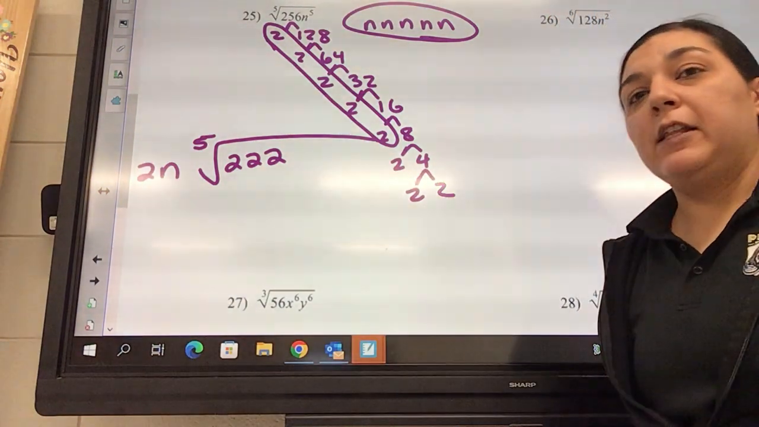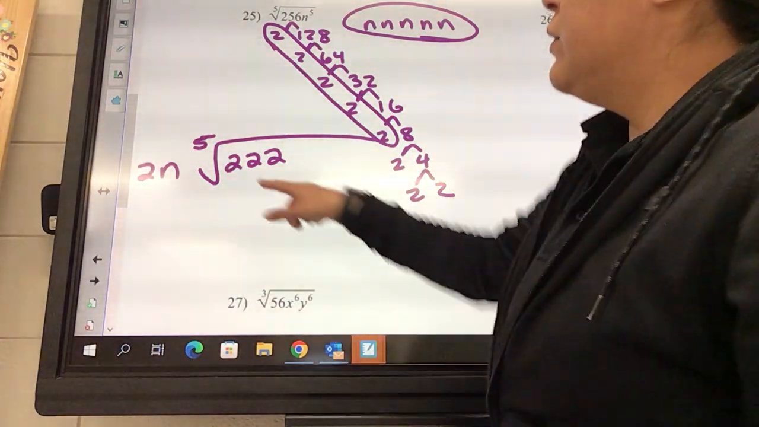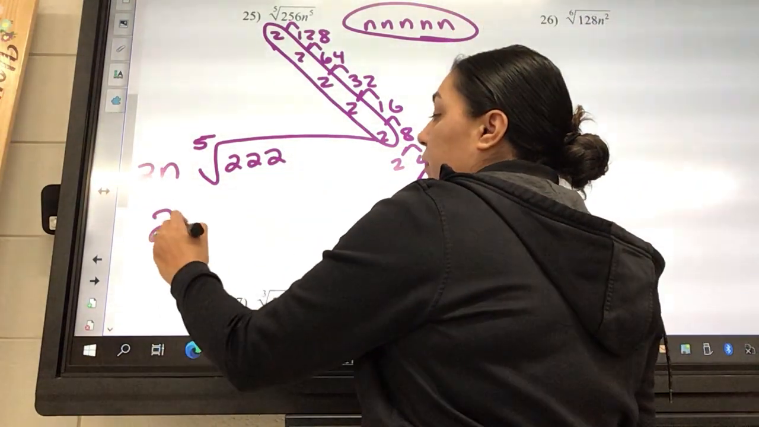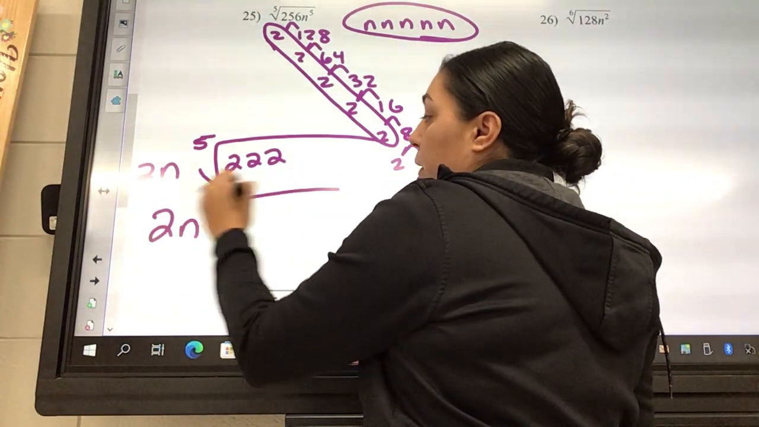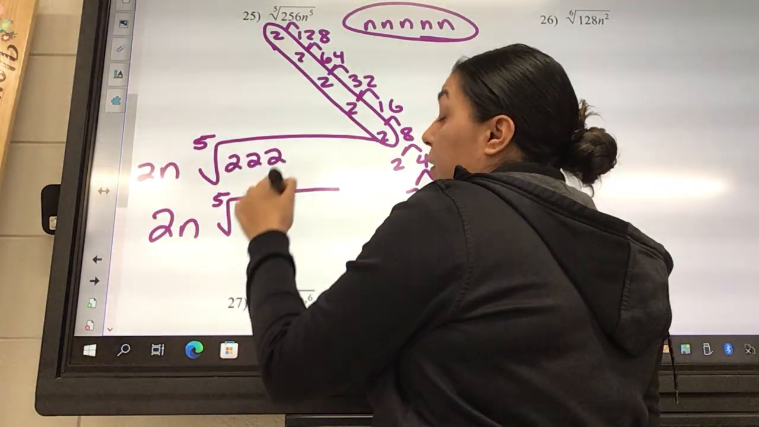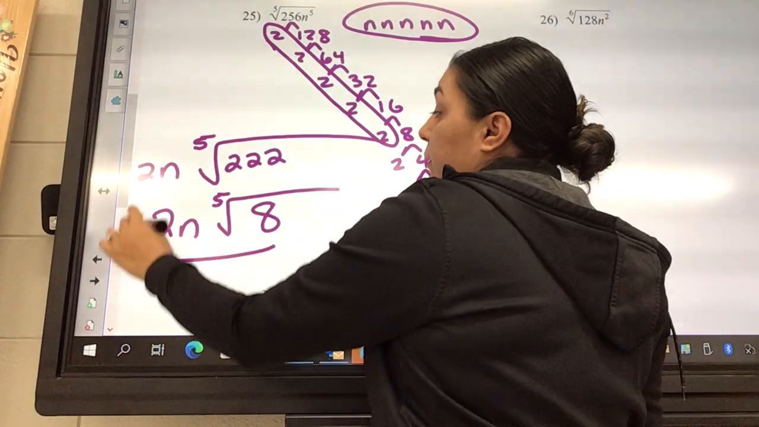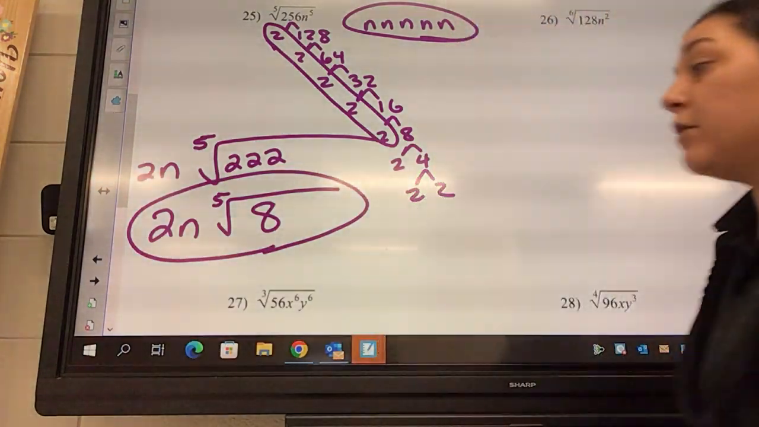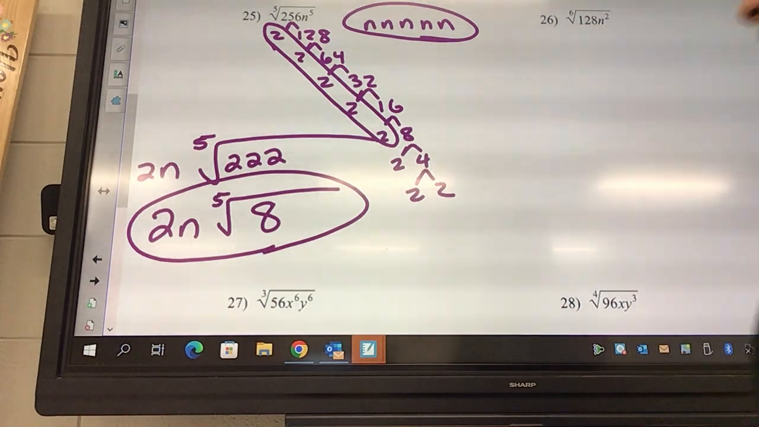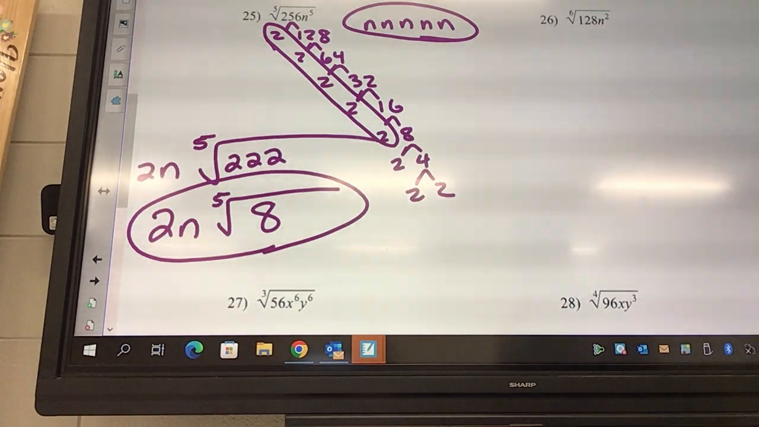And last but not least, the numbers outside. You need to make sure that you multiply these. We're not going to leave 2, 2, 2 in there. So it's going to look like 2n fifth root of 2 cubed. 2 times 2 is 4. Times 2 is 8. It is not 2 times 3, which is 6. So that's what my final answer should look like if you're doing this correctly.